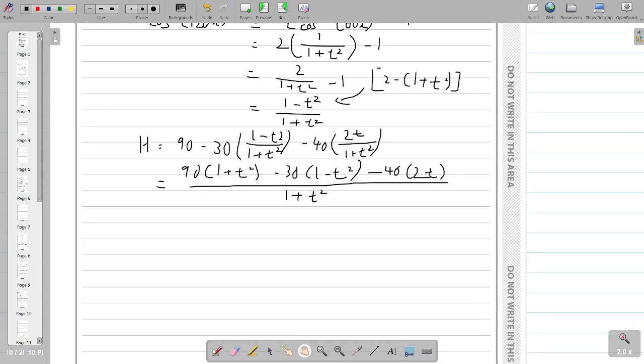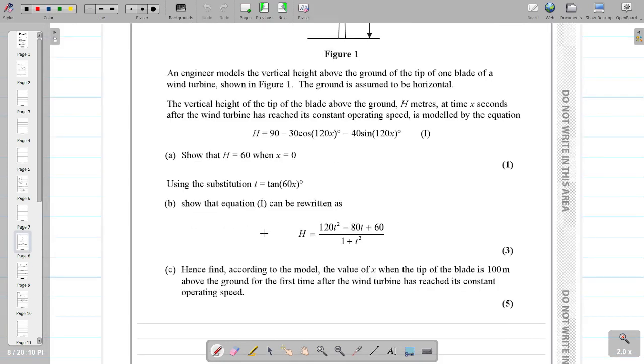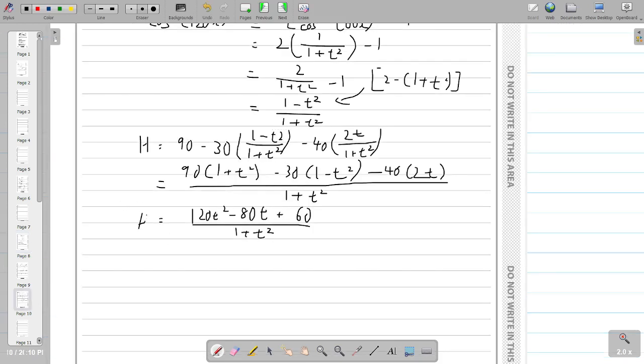Right, so this one is going to be equal to, let's simplify, 90t squared plus 30t squared is going to be 120t squared minus 80t, and then the numbers are going to be 90 minus 30, which is plus 60, over 1 plus t squared. Is that what they want? Yep. So this is shown.